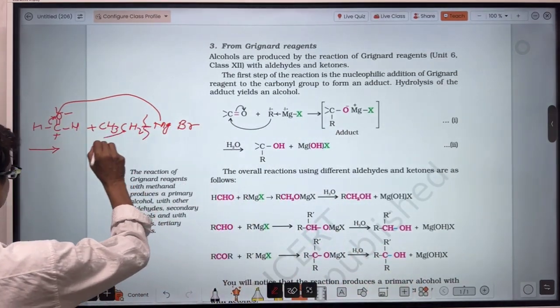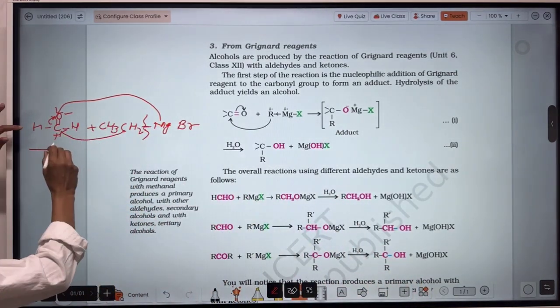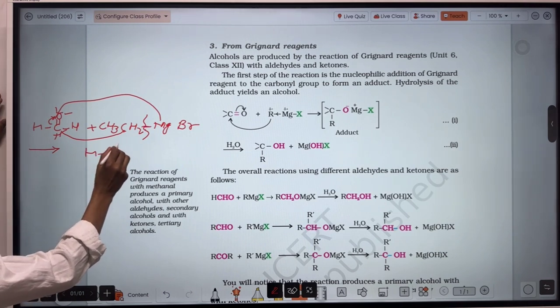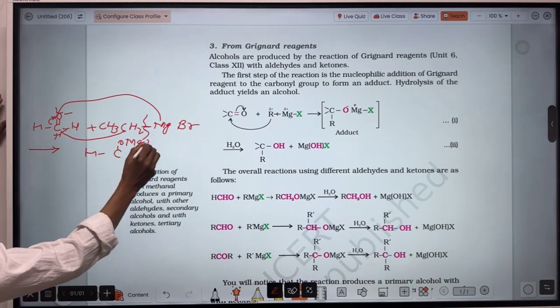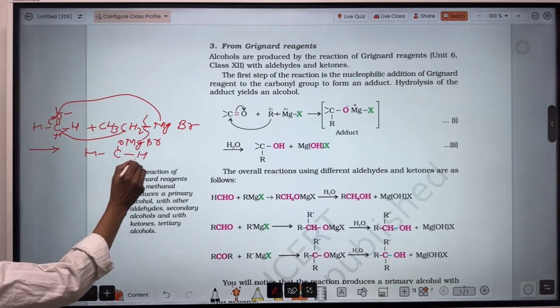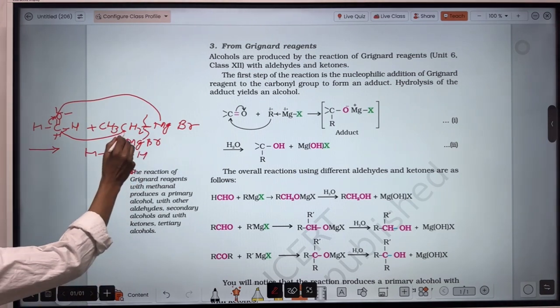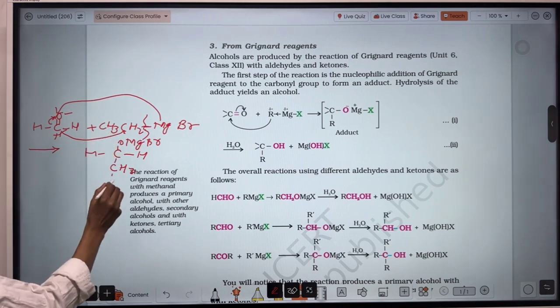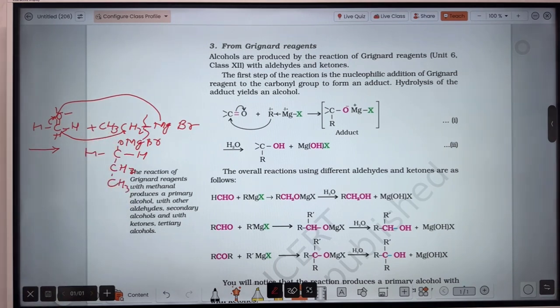So this carbon will come to this carbon. So the structure holds: here is hydrogen, here C, here OMgBr will form, because when magnesium goes there, along with that bromine will also go. Here is hydrogen and here this CH2 will get bonded, and with that CH2, CH3 is bonded. So this one.